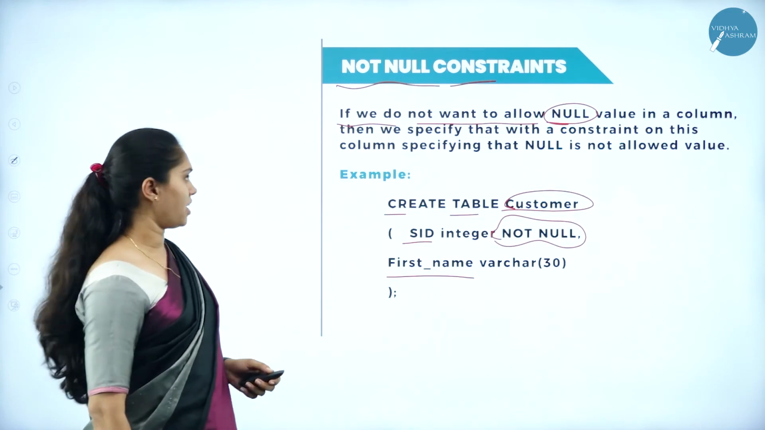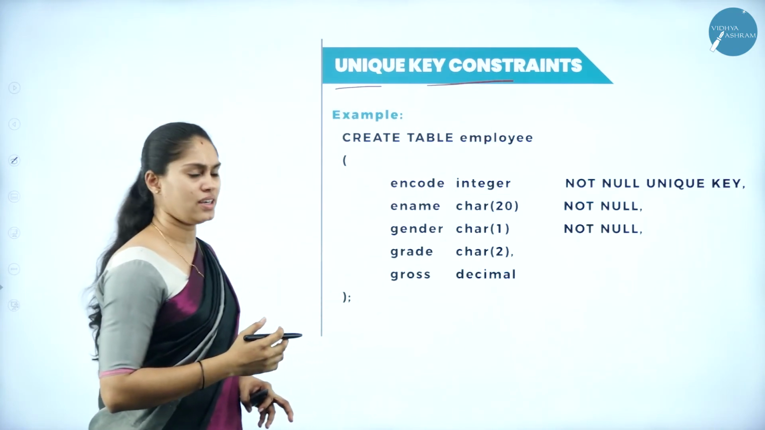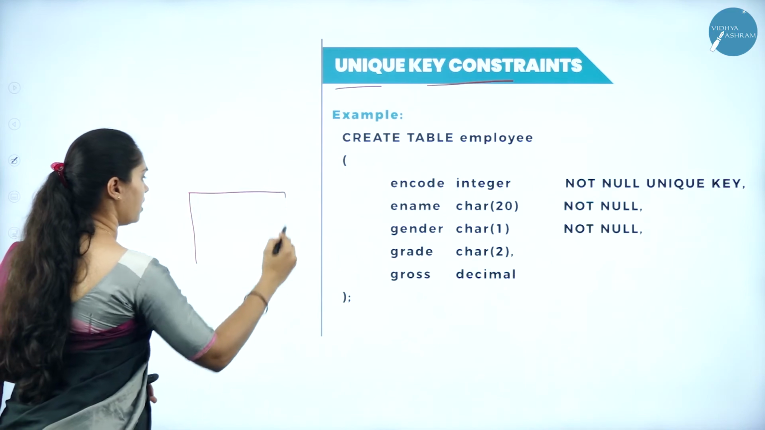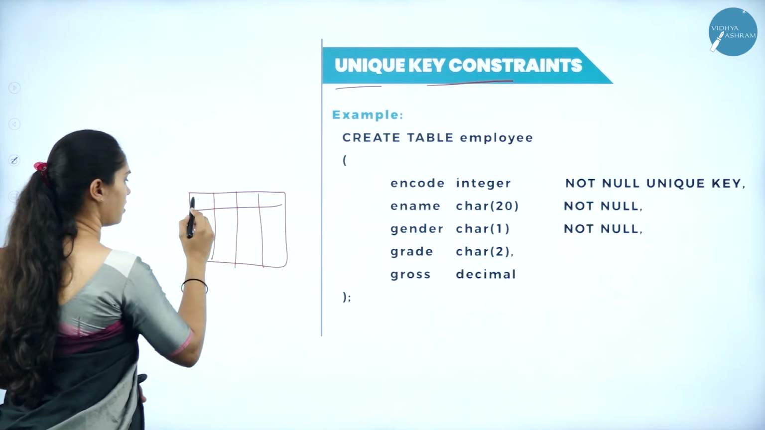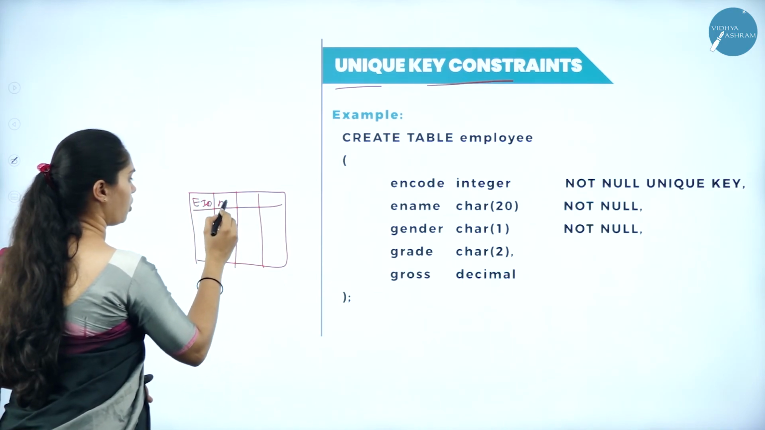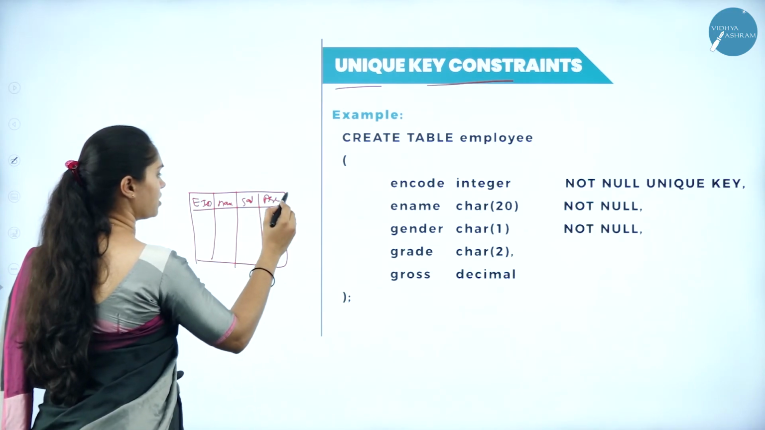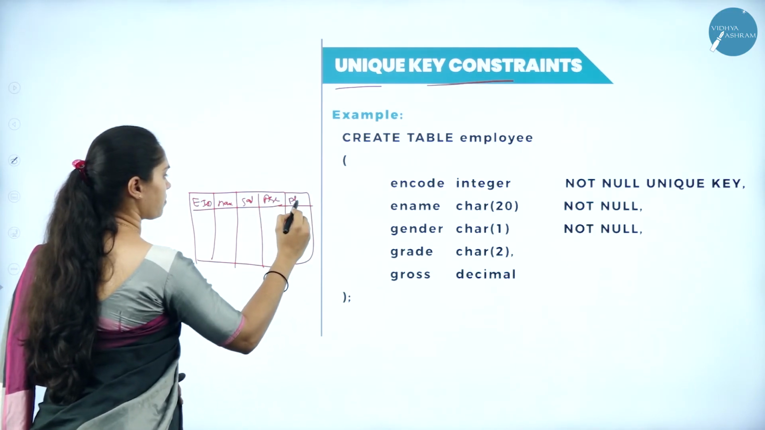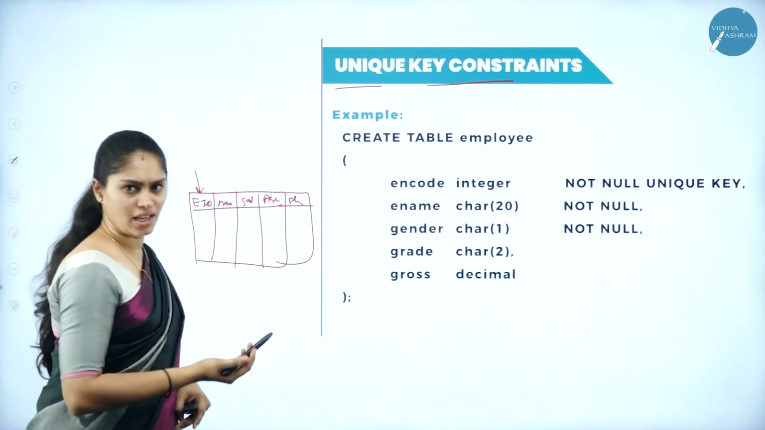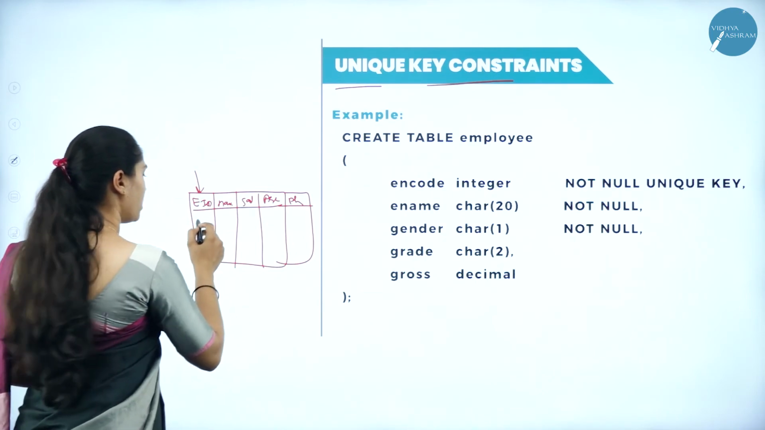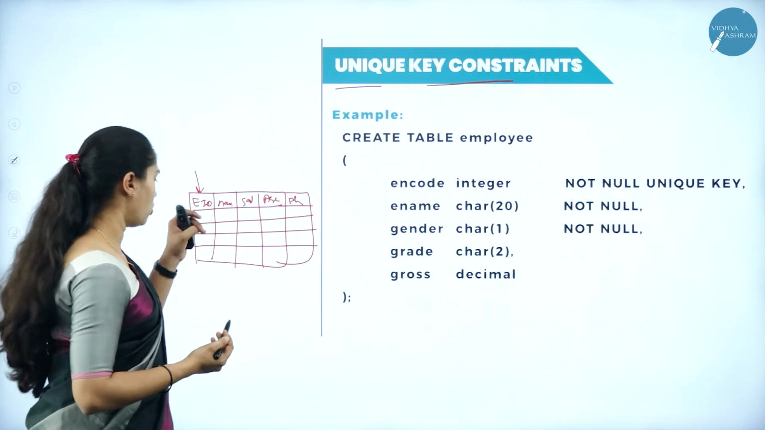Not null constraint. Then we have a unique key constraint. So unique in the sense what? Just imagine I have a table and that table is going to have some fields. Consider employee ID, employee name, their salary, their age or date of birth, and their phone number. If I make this employee ID a unique key constraint, then whatever values I have in this employee ID should be unique to one another.